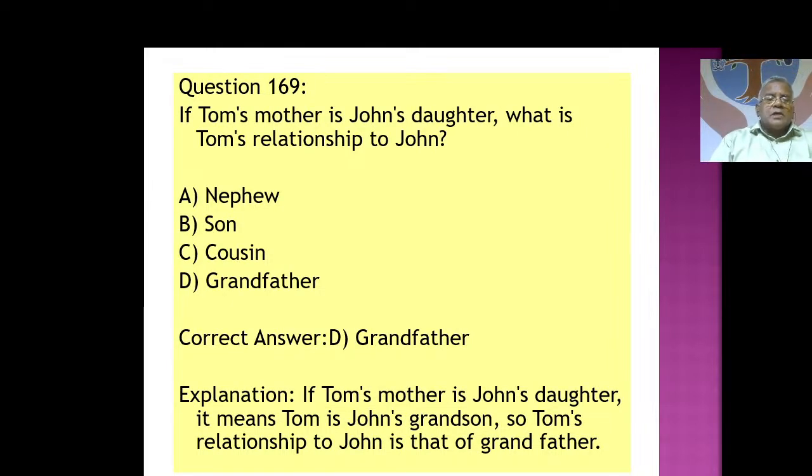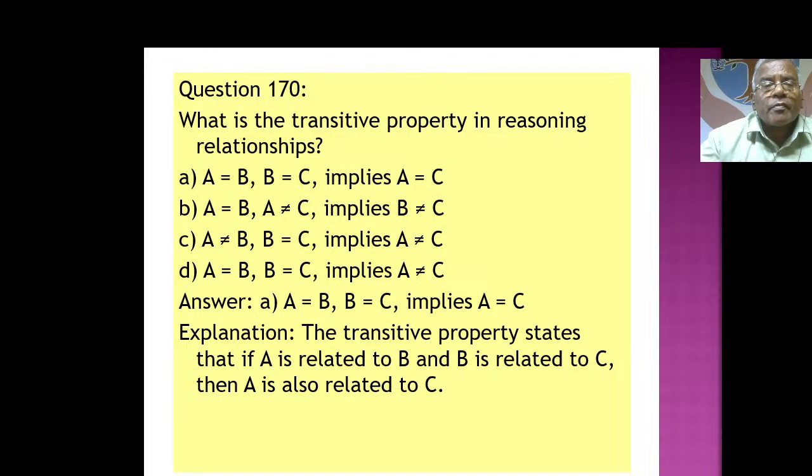If Tom's mother is John's daughter, what is Tom's relationship to John? See, if Tom's mother is John's daughter, it means that Tom is John's grandson. So Tom's relationship to John is that of grandfather. Often it is asked, I think so many questions come, more or less the same.